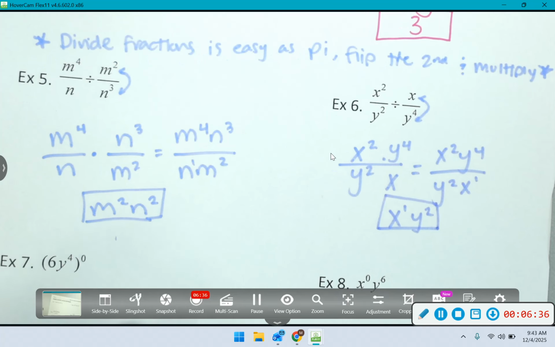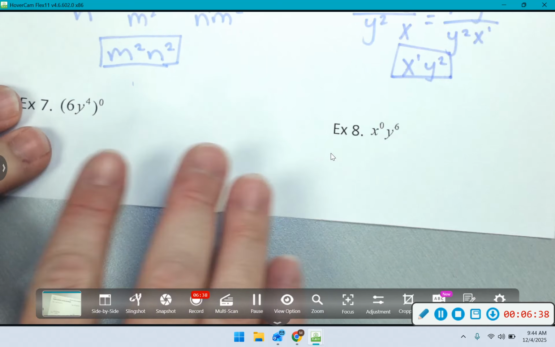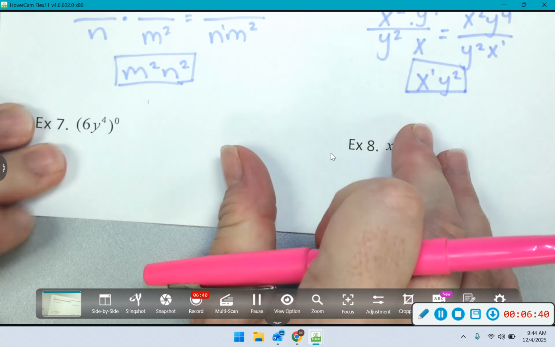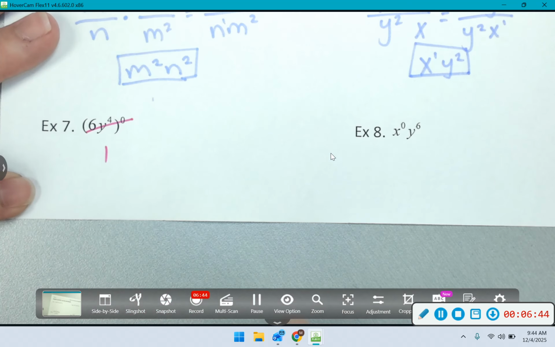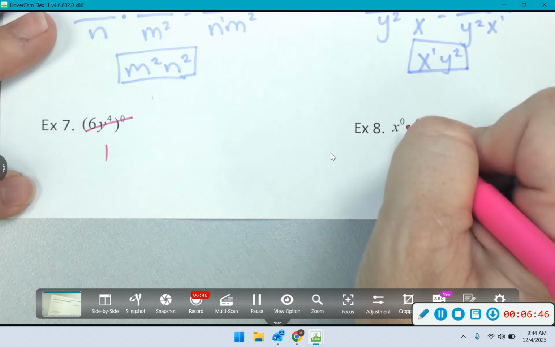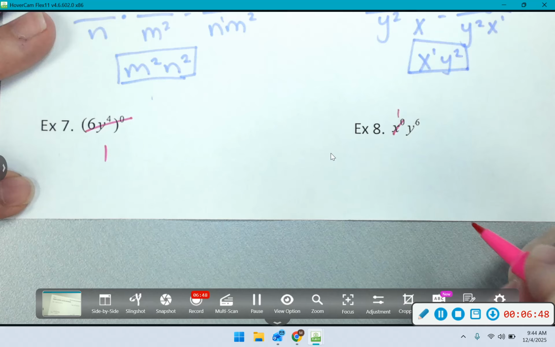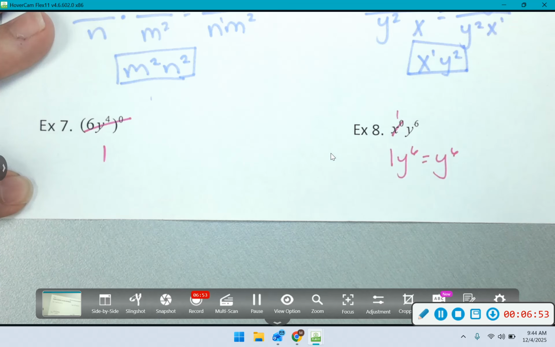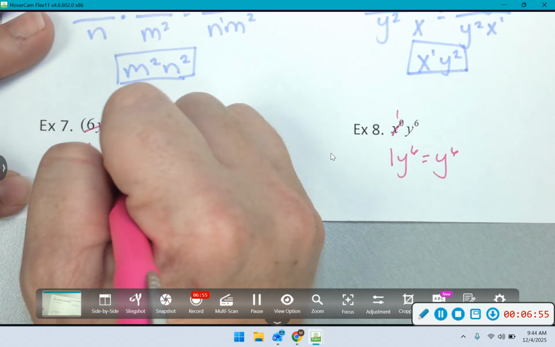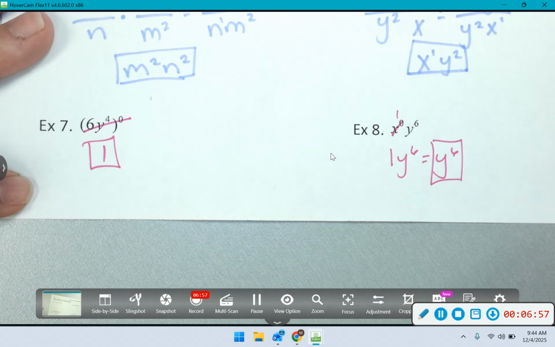Okay, the next rule we're going to talk about is the 0 rule. Just remember the 0 rule is when anything to the 0 power equals 1. So that whole thing's to the 0 power, therefore the whole thing equals 1. Here, only the x turns into 1, so this is 1 times y to the 6th, which can also just be written y to the 6th. Now, if you wrote this, that is correct as well.